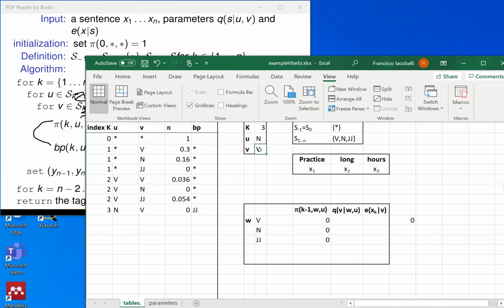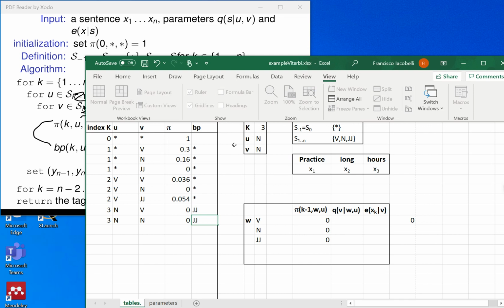Now we move V to N. Notice the following. This pi of K W U does not depend on N, so it doesn't matter what N is. These are still going to be 0. You can try this, right? So I would say 3 and N is also going to be 0, and the tag is going to be JJ.